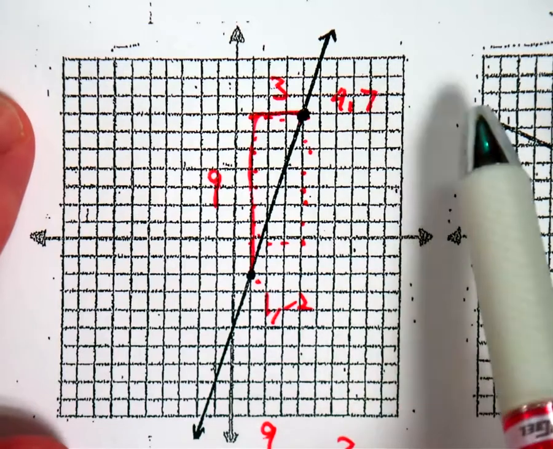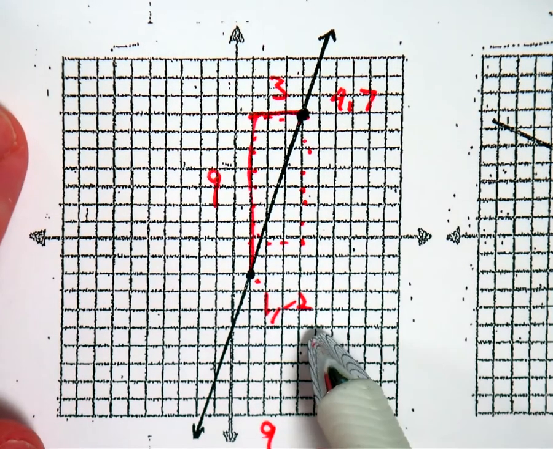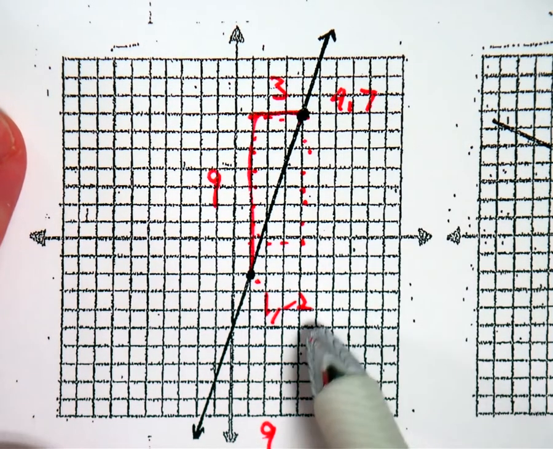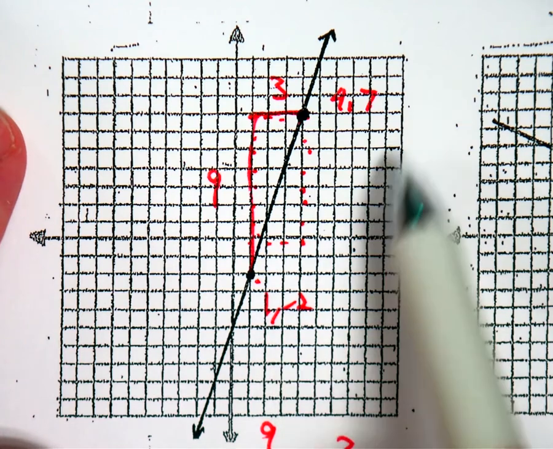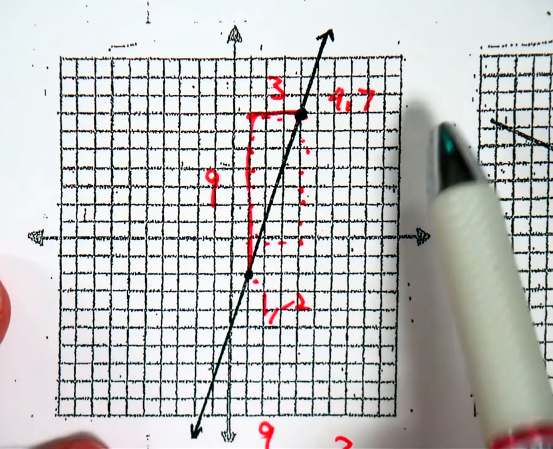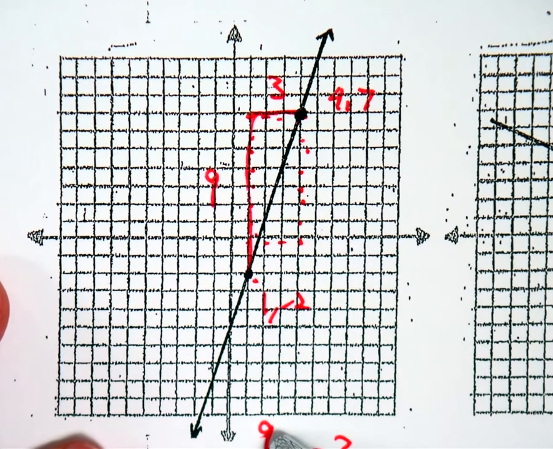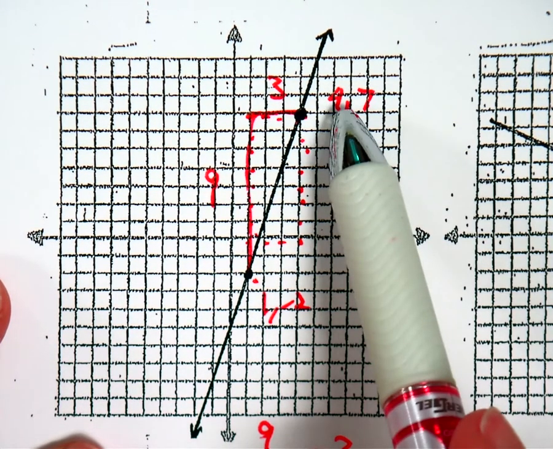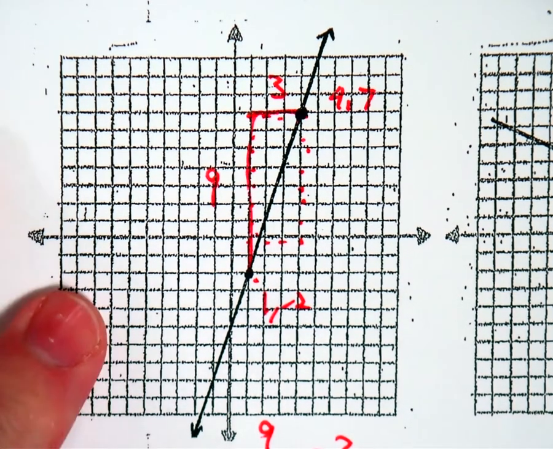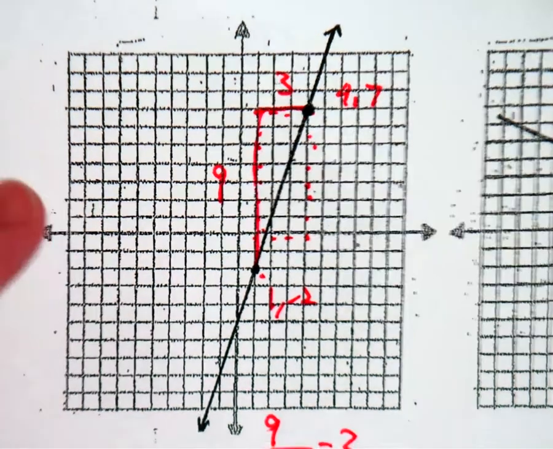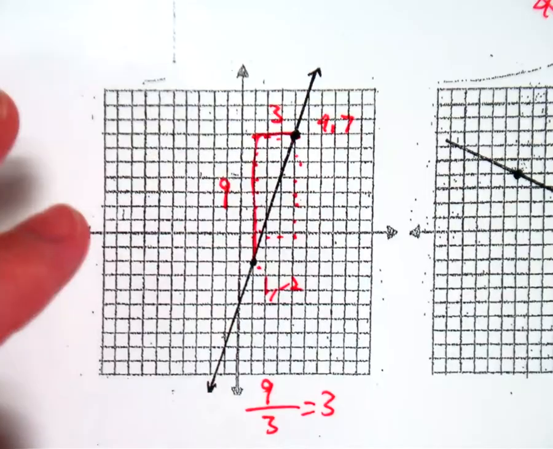Let's see, if I did y2 minus y1, 7 minus a negative 2, minus a negative is going to be a plus. So that's actually going to be plus 2. It's going to be 9 on the top, which is what we have. 4 minus 1 is 3. 9 divided by 3 is 3. So it works out. Okay, I'm going to try to get this in here so you can see this other one.